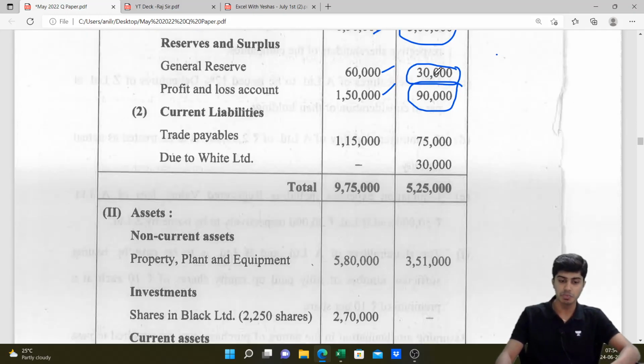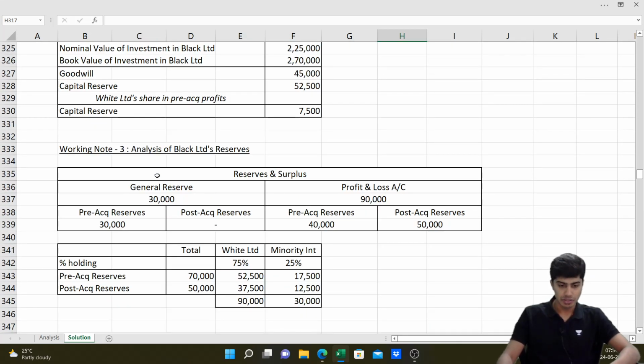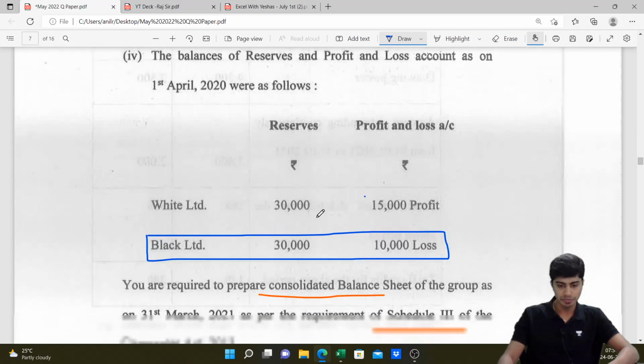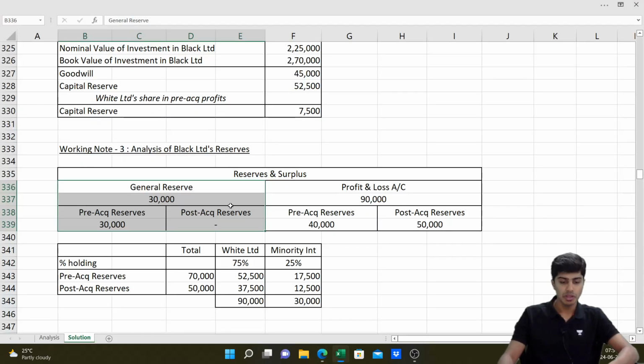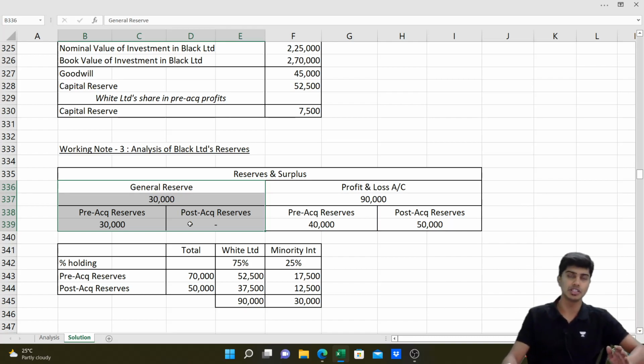Now this 30 I will split. I will come to the analysis of reserves. So I will write here 30,000 is reserves. Out of that, is the entire 30 pre? Yes, the entire 30,000 is pre. So if I write the entire 30,000 as pre, post will be 0. 30,000 is there on the balance sheet date, the consolidation date. On the date when they acquired, somewhere around 1st of October, on that day also it was 30. So post-acquisition reserves are 0.